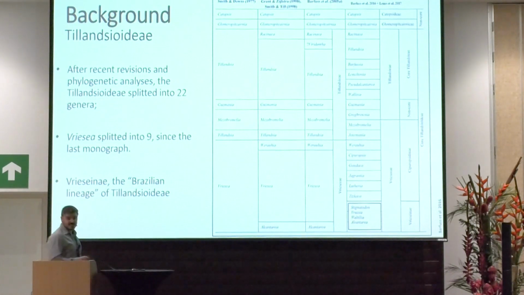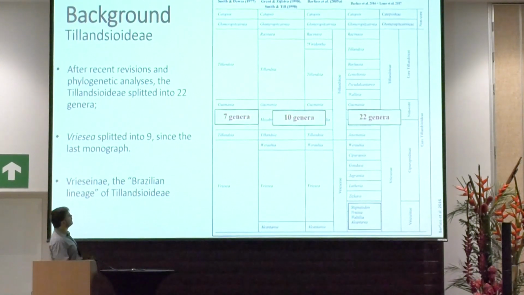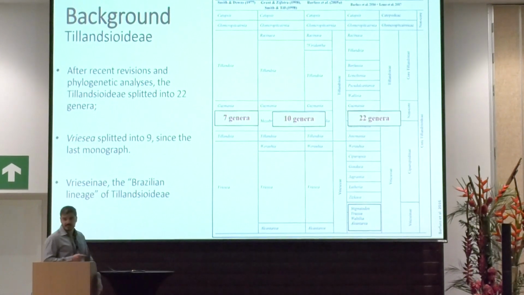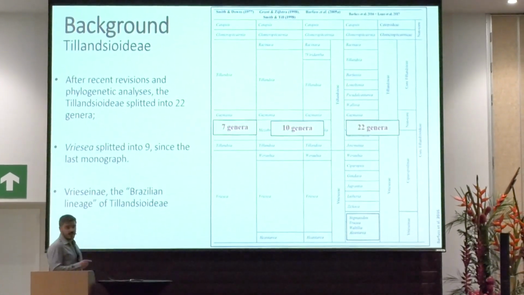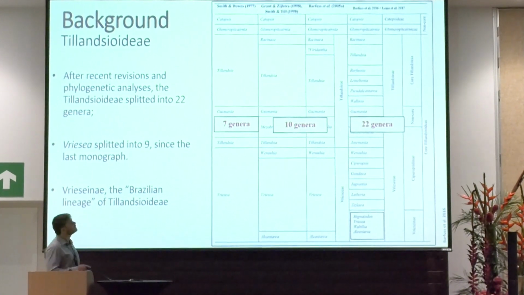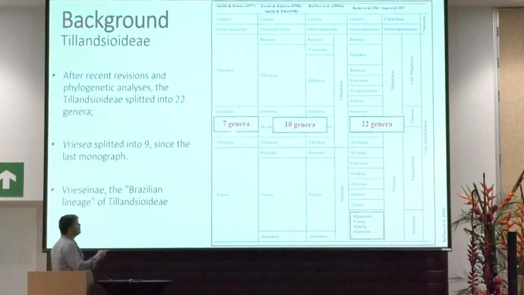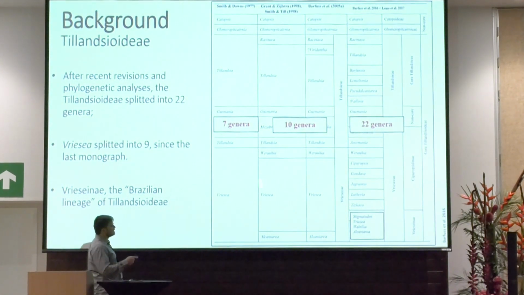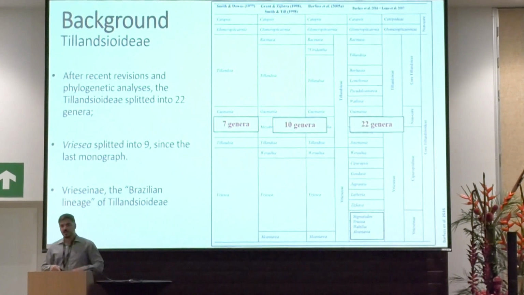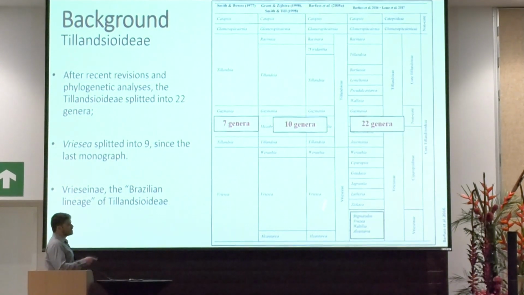So after recent revisions, Tillandsioideae was split into 22 genera. If we see the timeline of the number of genera in the Tillandsioideae, we can observe that in the monograph of Smith and Dawes, 1977, we had 7 genera, and this number is right now 22. And if you observe this table well, you can see that Vriesea was one of the genera that has had the most splittings. We had 9 genera segregated from Vriesea.